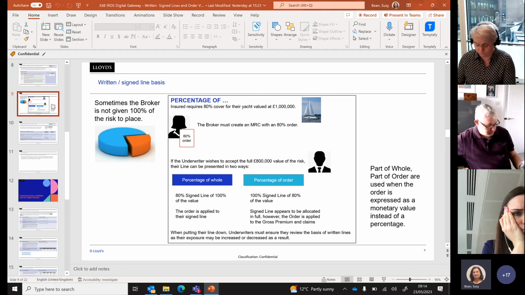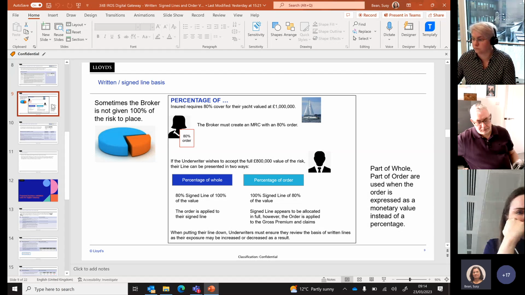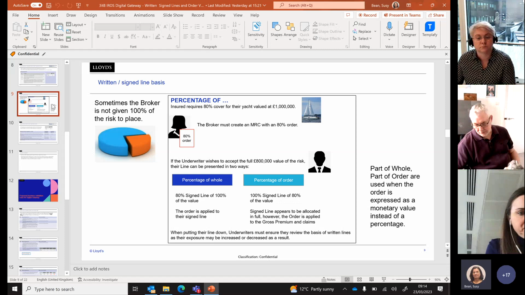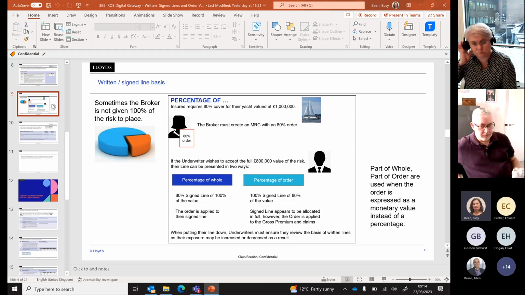So I can say it's an 80% sign line of 100% of the value, and when we're doing that, the order's applied to the sign line. Or I can present it the other way around and say it's 100% of the sign line of the 80% of the value. When that happens, the order is applied during processing of premium and claims. So basically, the key thing is when you're putting it on the MRC and on the CDR, that you're presenting it in the right way, so it's consistent with which you've chosen for your basis.